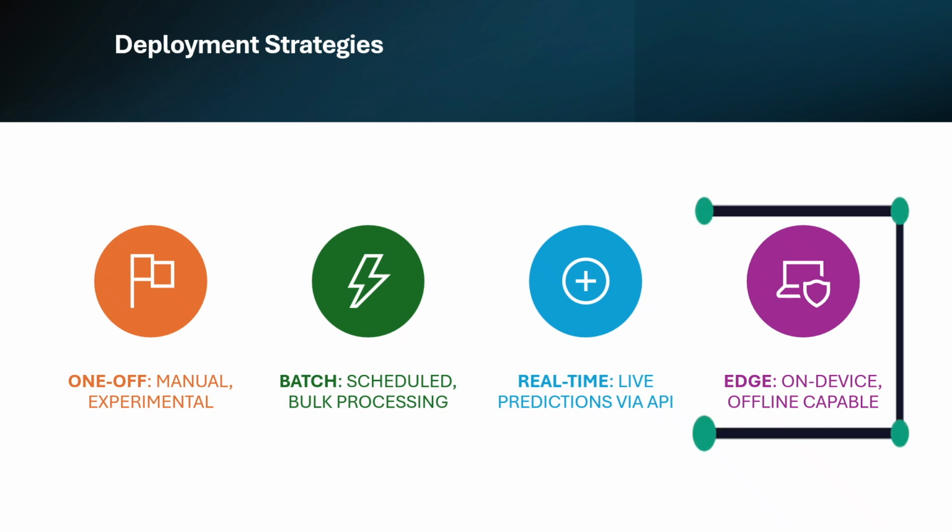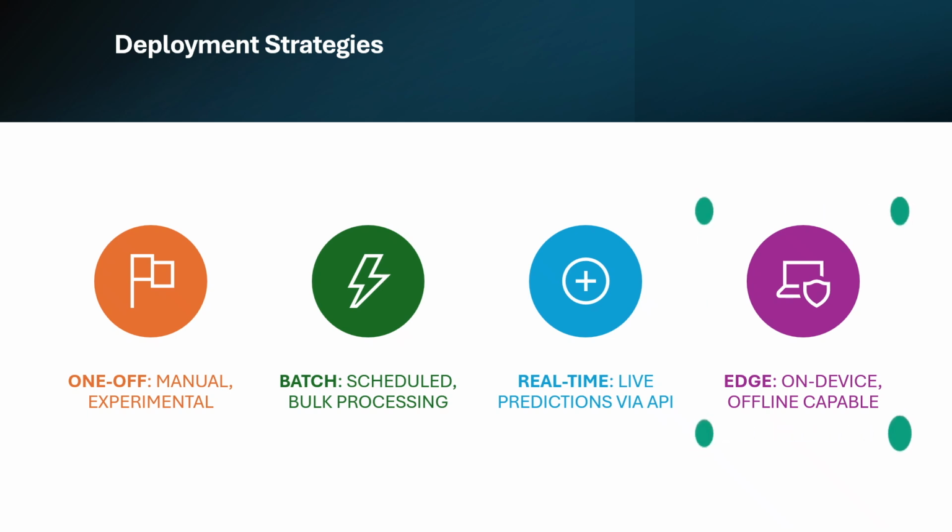Edge deployment is the last one that I want your attention on today. It is a cool kid on the block. Your model runs directly on the device, phones, sensors, even drones. It's fast, private, and works offline. But it's also tricky. You've got limited compute and memory. So optimization is the key here. Each strategy has its place. The real magic is in choosing the one that fits best to your case.